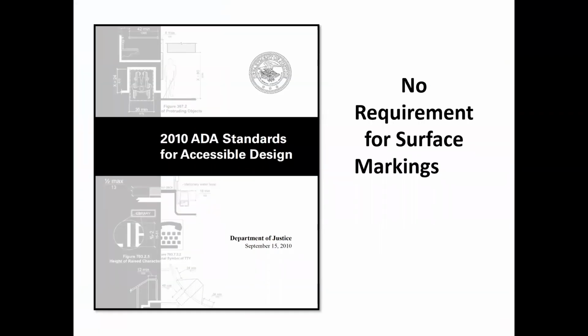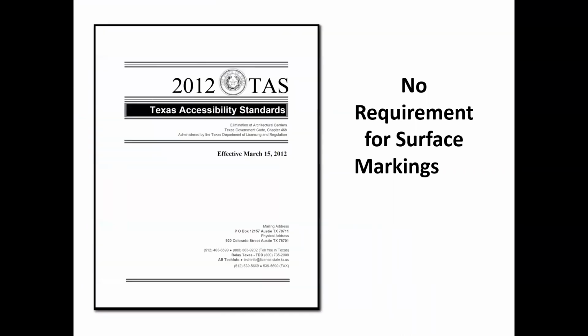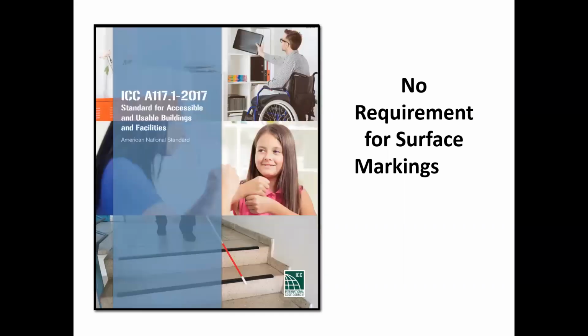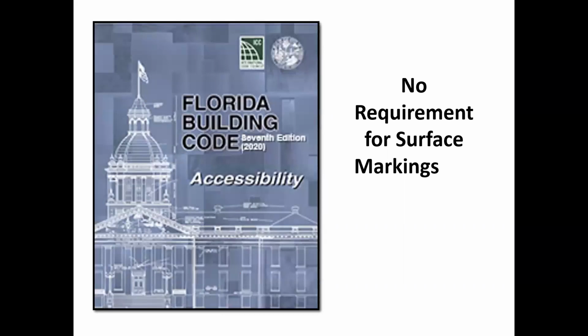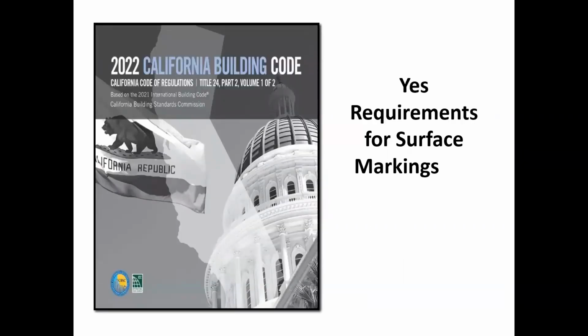The requirement is pretty consistent across the U.S. with no requirement for surface marking in the 2010 ADA Standards for Accessible Design. There's no requirement for surface marking in the 2020 Building Code of New York State, no requirement in the 2012 Texas Accessibility Standards, no requirement in the ICC A117.1 2017 standard, no requirement in the 2020 Florida Building Code, and no requirement in the Fair Housing Act Design Manual. Although each of the states shown actually had surface markings, in our study, only California has any requirement.